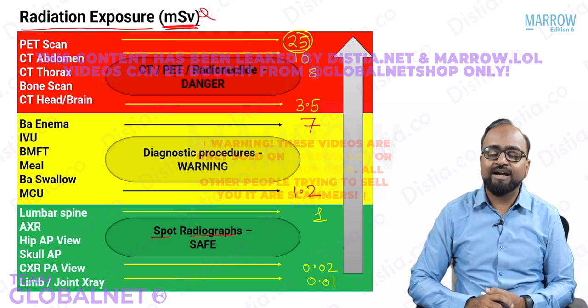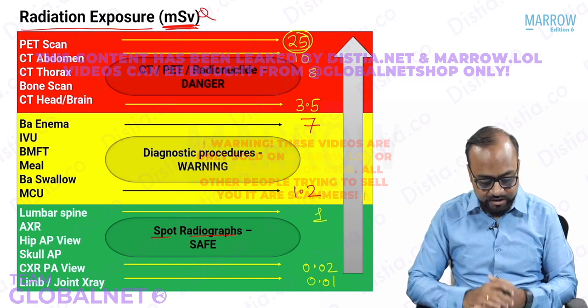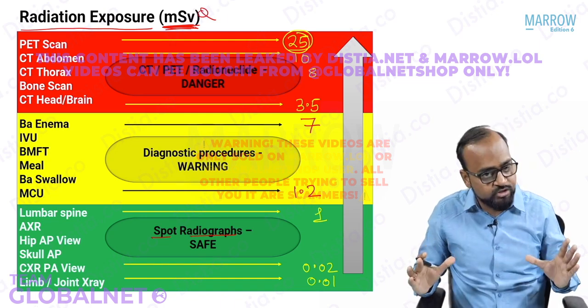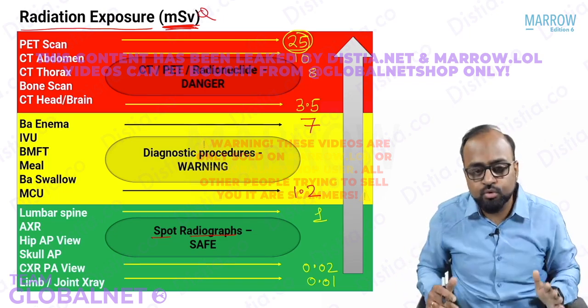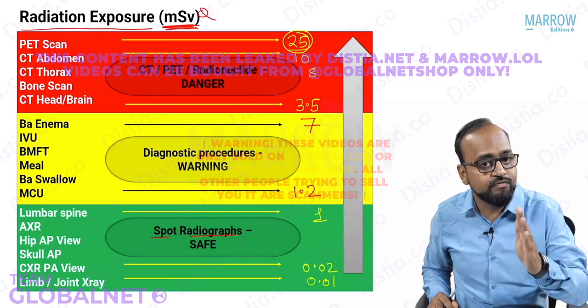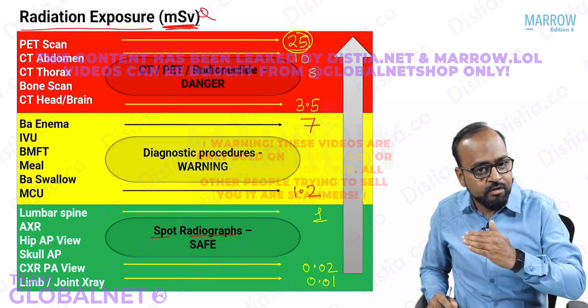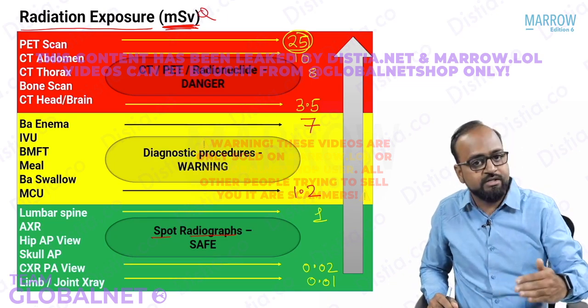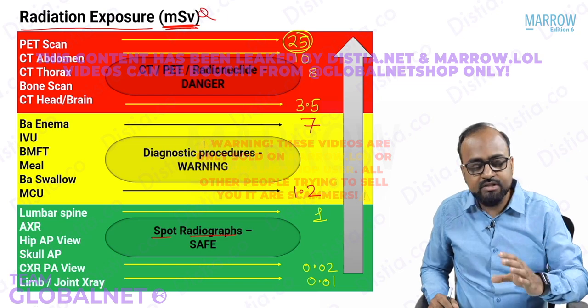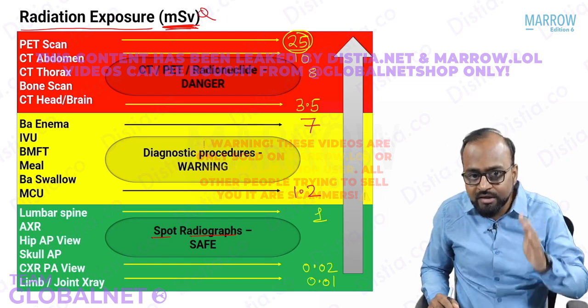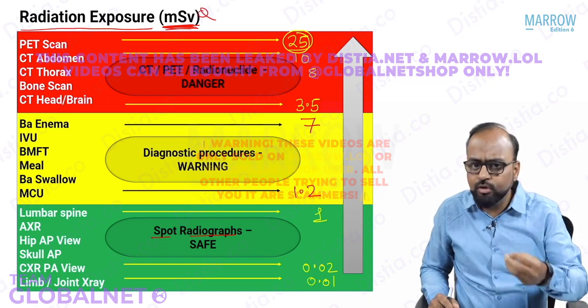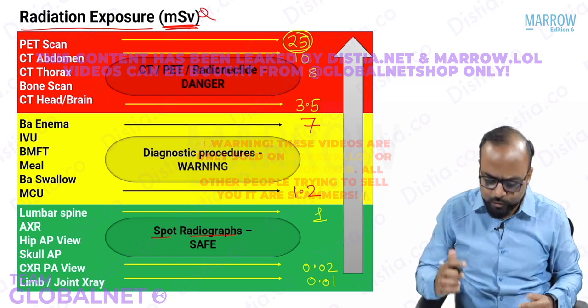We have studied that all the modalities can be classified into the green zone of spot radiographs, which is safe, the yellow zone of diagnostic procedures, which is a warning, and the red zone of CT scan, PET scan, and radionuclide studies, which are dangerous, right? Always try to classify modalities like this. Then we have discussed that the radiation exposure increases from the green zone to the yellow zone to the red zone. We'll try to remember only a few values. Let us quickly revise them before we go ahead.